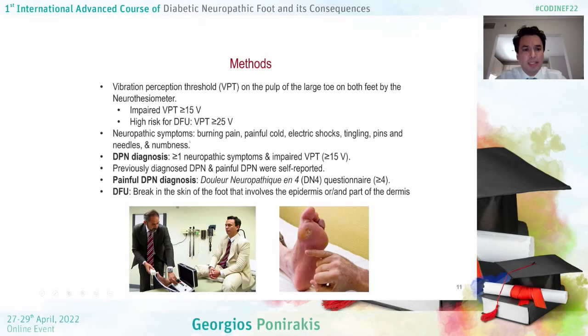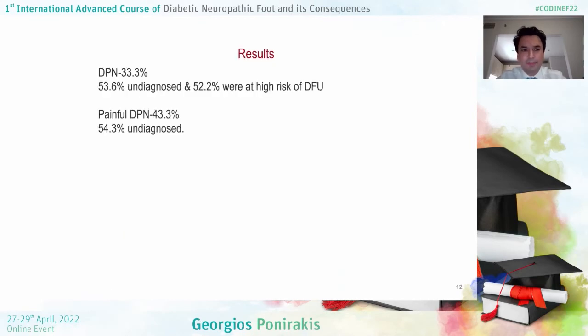We recorded neuropathic symptoms, including burning pain, painful cold, electric shocks, tingling pins and needles, and numbness, as in the DN4 questionnaire. We defined diabetic neuropathy based on one or more neuropathic symptoms and impaired vibration perception threshold. Previously diagnosed diabetic neuropathy was self-reported, and we used the DN4 questionnaire to define painful diabetic neuropathy. Diabetic foot ulceration was based on breaking of the skin of the foot that involves the epidermis and or part of the dermis.